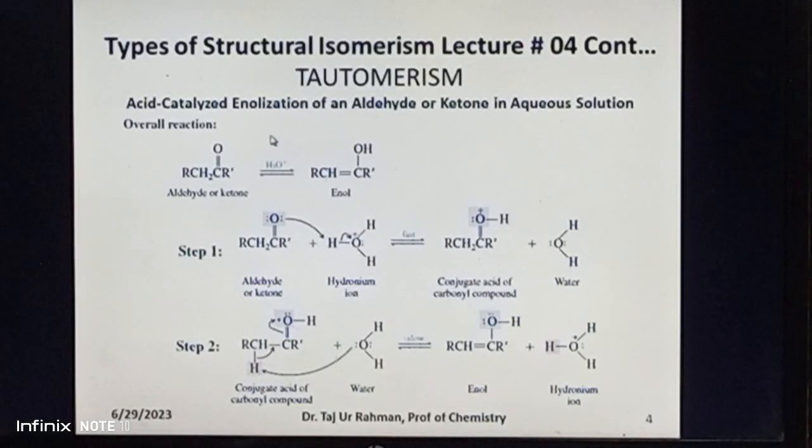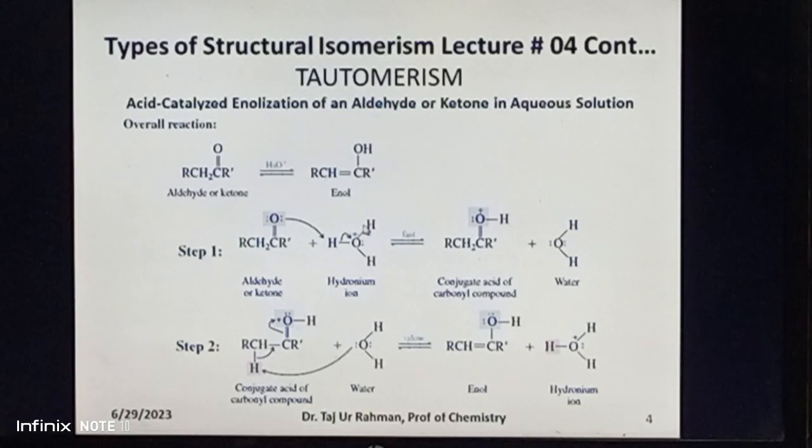This is an acid-catalyzed enolization of an aldehyde or ketone in aqueous solution. Again, this is an overall reaction in which this aldehyde or ketone is converted into this enol in a reversible mechanism in the presence of an acidic medium. This reaction again is completed in these two steps. Both the steps are reversible. The first step is a fast step and the second step is a slow step.